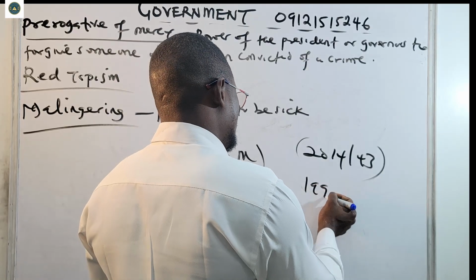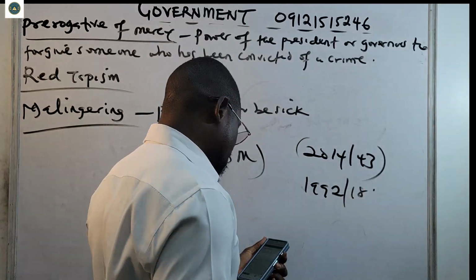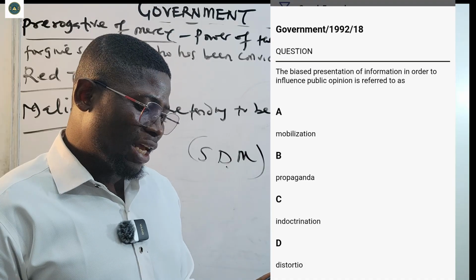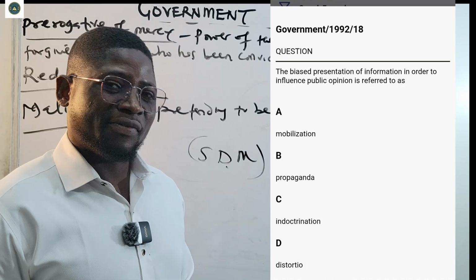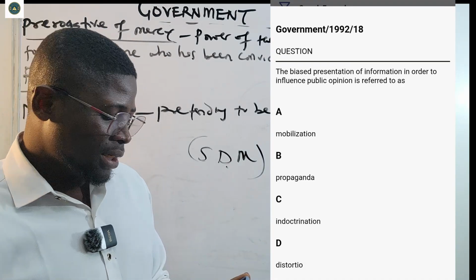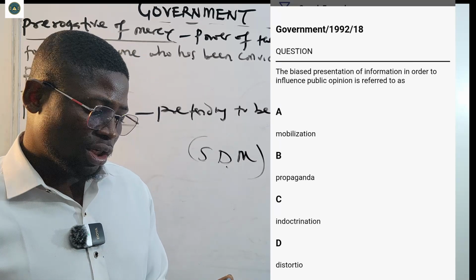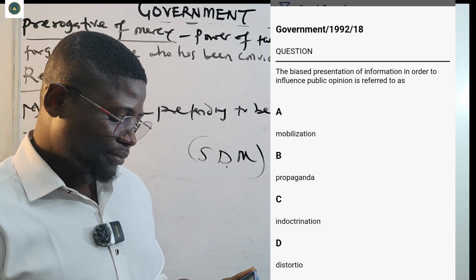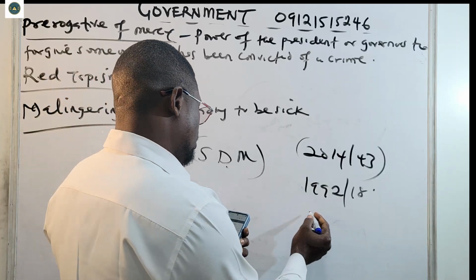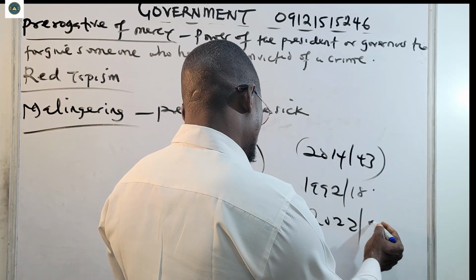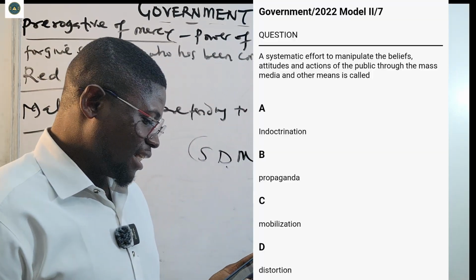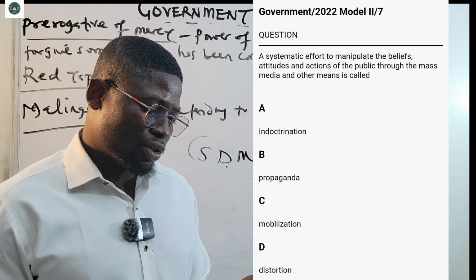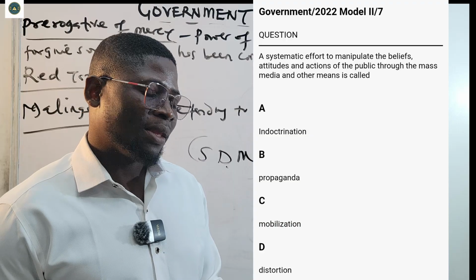1992, number 18 says the biased presentation of information in order to influence public opinion is referred to as what? That's what we call propaganda. The biased presentation of information in order to influence public opinion is propaganda, option B. What's our 2022, number 7? It says a systematic effort to manipulate the beliefs, attitudes, and actions of the public through the mass media and other means is called propaganda.